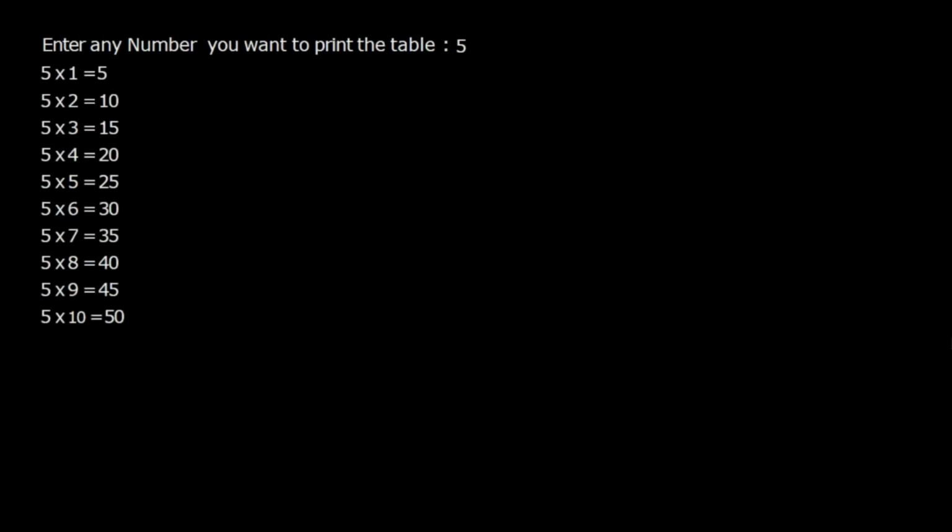Enter any number you want to print the table. I enter 5 as an input. As you can see on the screen, the program starts by printing the table of 5, followed by the numbers from 1 to 10, each on a new line.